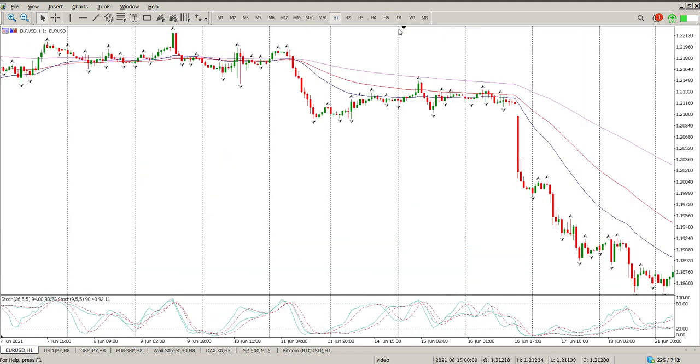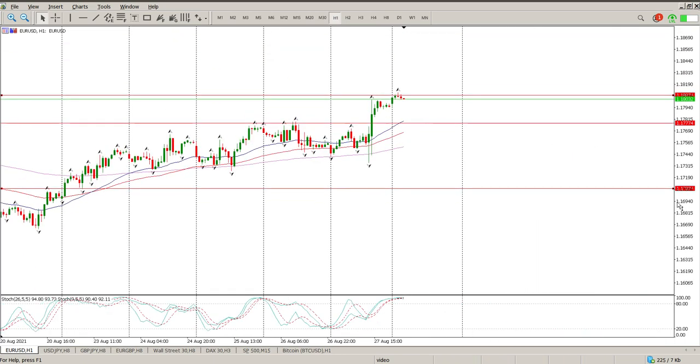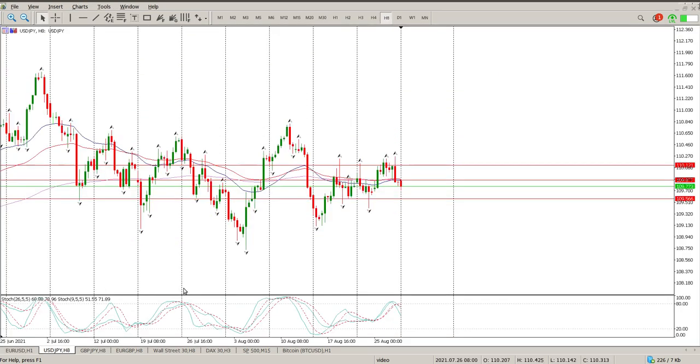So anyway, I am sitting on my hands until we see a confirmation of something, whether a continuation to the downside, or whether it is a reversal. So that's kind of the view we have there.